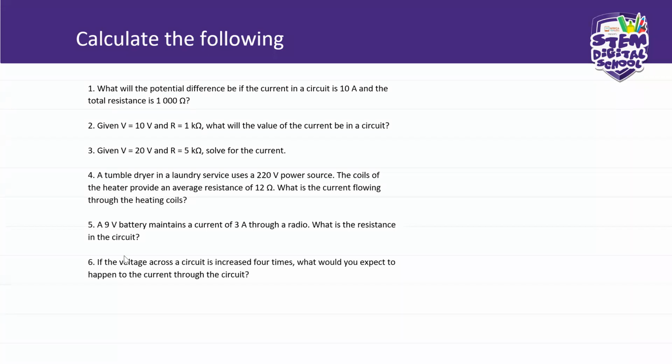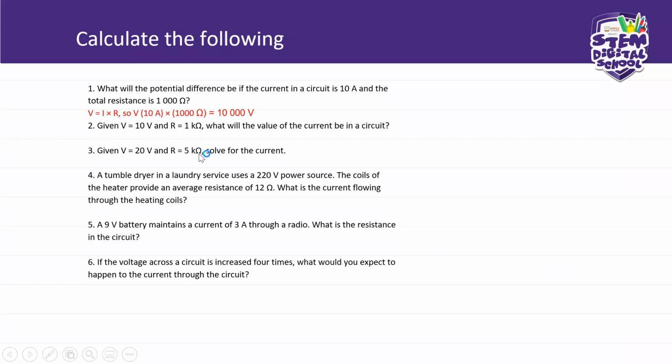Okay, let's see. What will the answer be? Yes, you're correct, Tando. Voltage is current multiplied by resistance. So what will be the answer here? 10,000 volts. Okay, you multiply the current by the resistance, then there's your answer. Your answer is 10,000 volts. So the key thing here is to remember your formula.